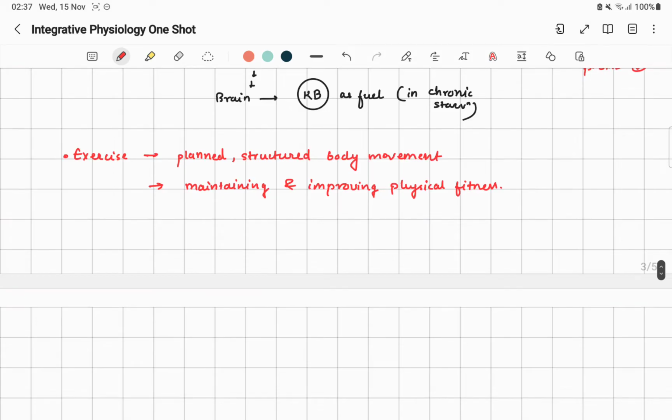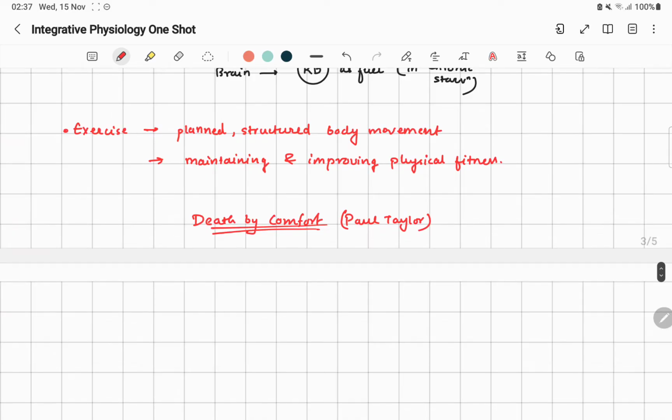I read a book back in times called Death by Comfort. Death by Comfort is a book which I have today also, which I sometimes read. It is by Paul Taylor. This is basically a self-help book. He is a doctor by profession, and he tells how the comforts of life are killing our youth, or killing our body.